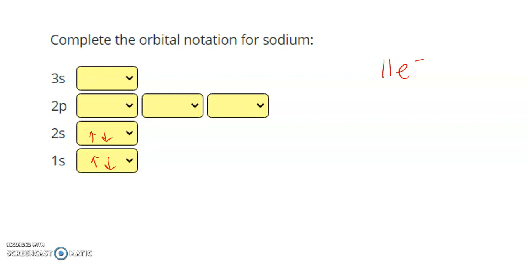Next, I get to 2p. 2p can hold up to 6 total electrons, but the order that I fill them in is going to matter, especially for some elements. P orbitals have 3 places you can put electrons, and they look kind of like this. Here's one of those places, another one, and here's another one. So you have kind of 3 stretched out balloon looking things.